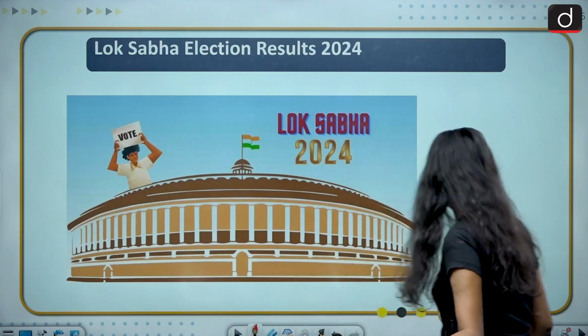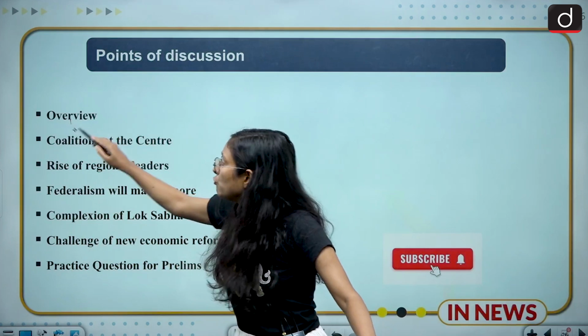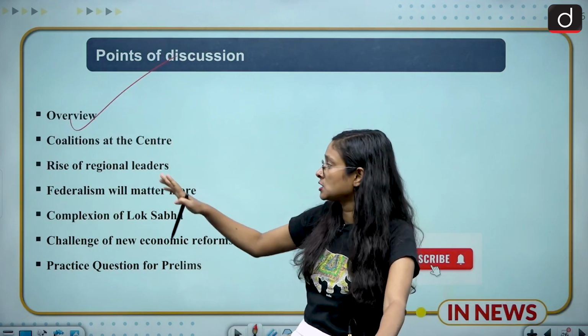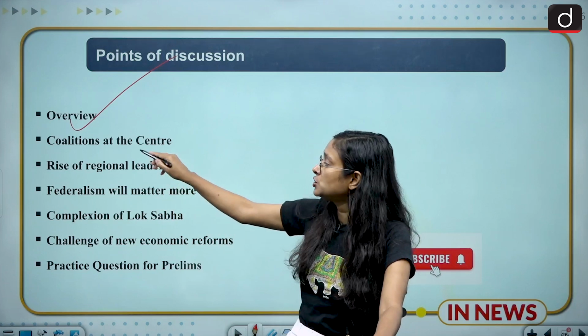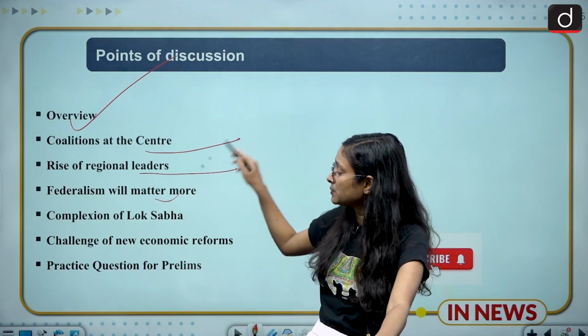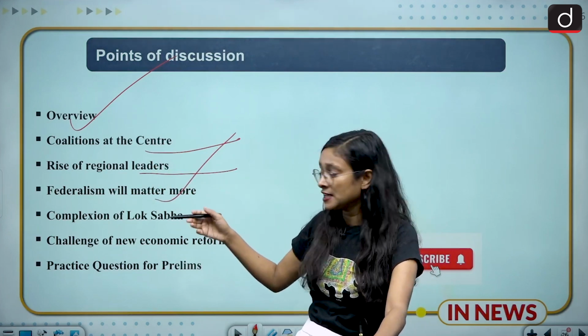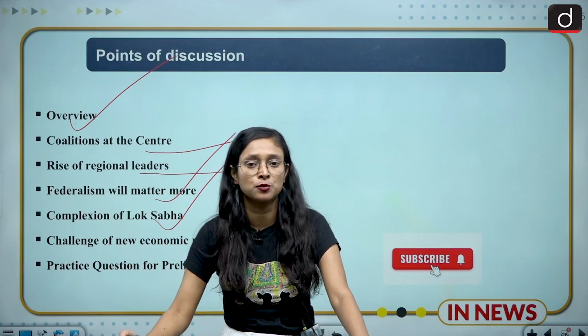So moving towards the points of discussion. First of all, we'll have an overview of this whole election result. Then we are going to discuss a few issues: coalitions at the center, rise of the regional leaders, federalism, complexion and challenges ahead of the Lok Sabha, and then we are going to discuss a practice question for prelims.